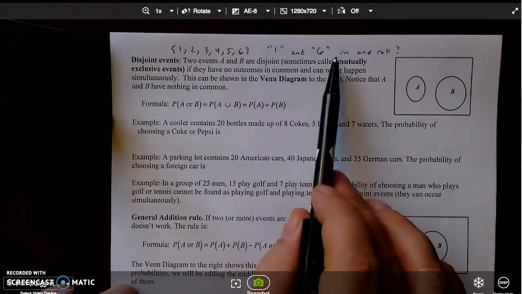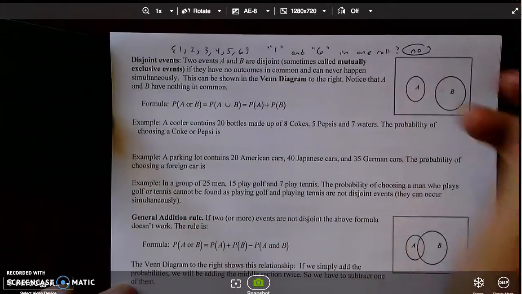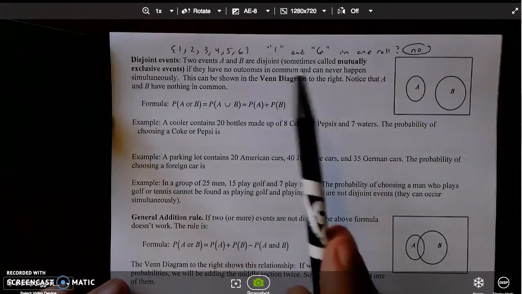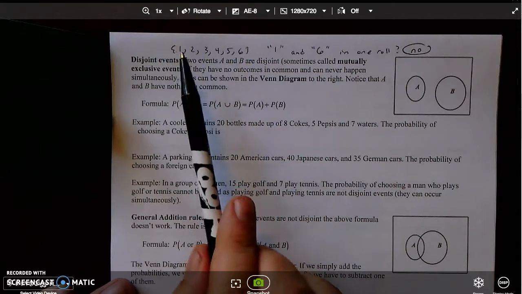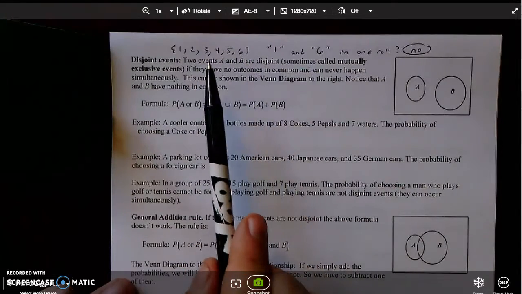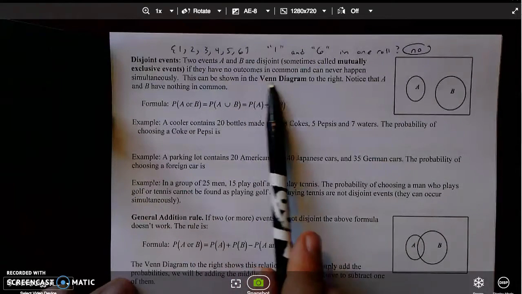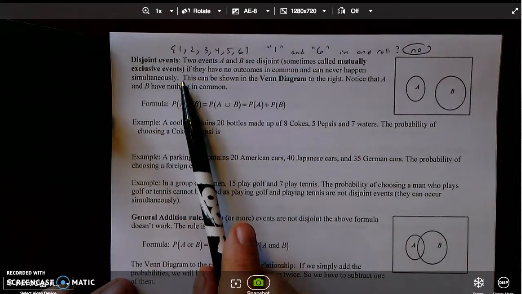I couldn't get a one and a six in one roll. No way, right? You're going to fall on one of these. So if I get a one, I can't also get a six at the same time. If I get a two, I can't also get a four at the same time. So if they have no outcomes in common, it can never happen simultaneously. That's what this idea is.